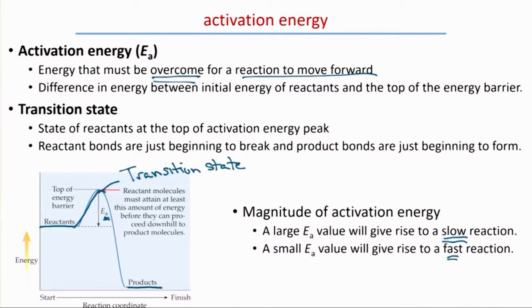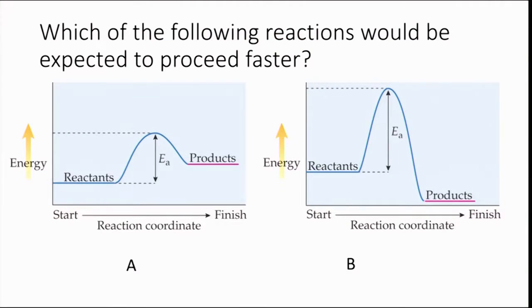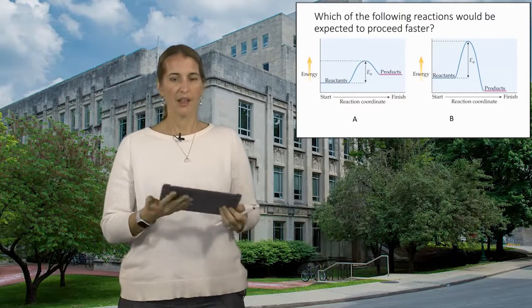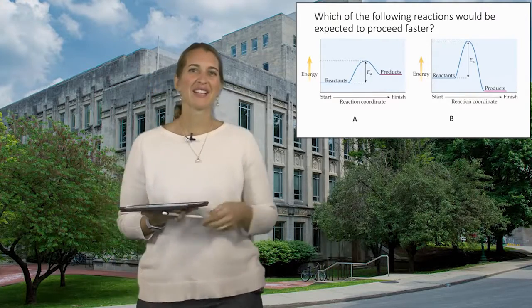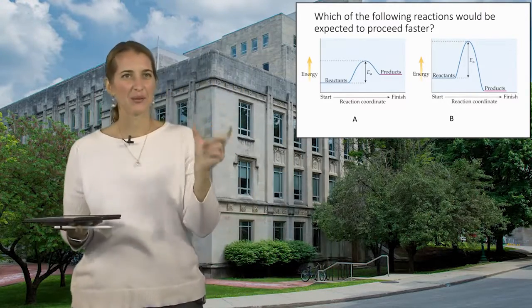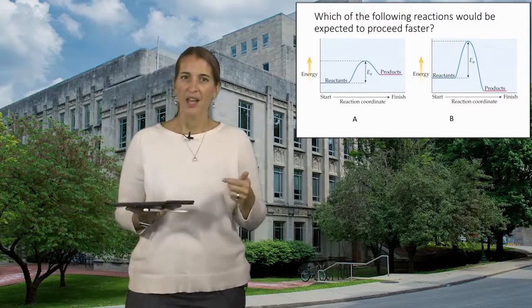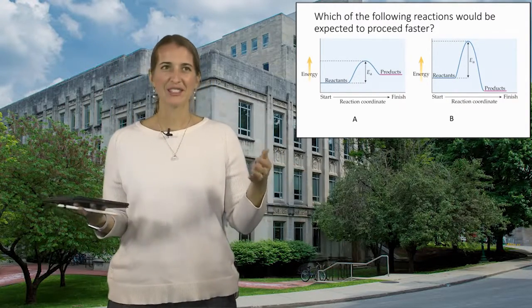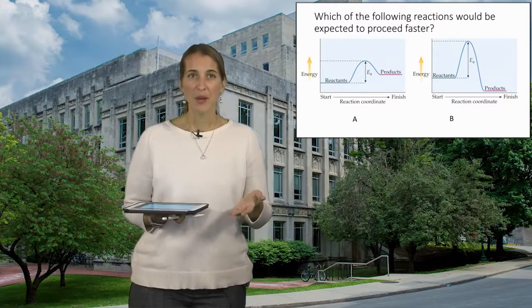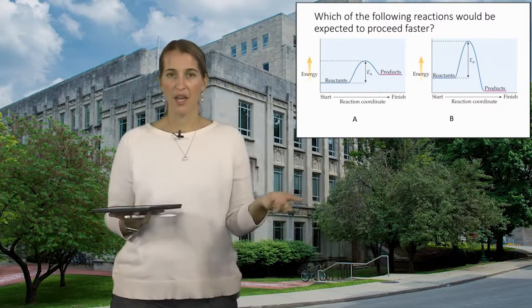Let's look. Oops, my screen says waiting. Maybe yours showed up there. All right, let's look at these two reaction coordinates. We have A and B. Now that we've talked about this, it should be pretty easy. Which one do you expect to go faster? You have A or B.